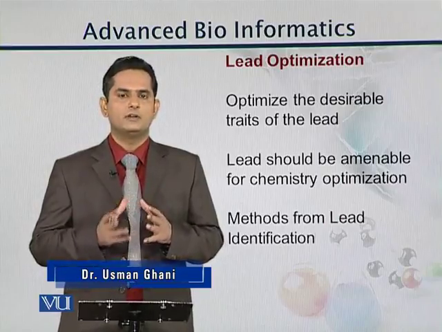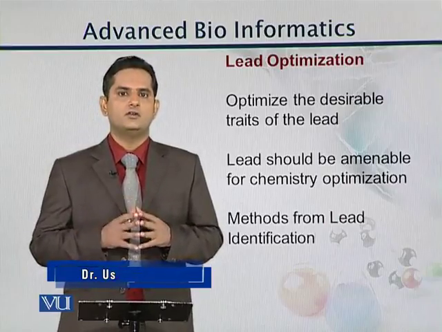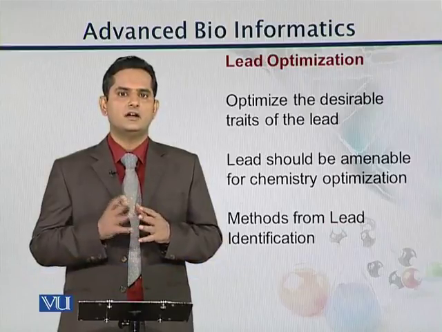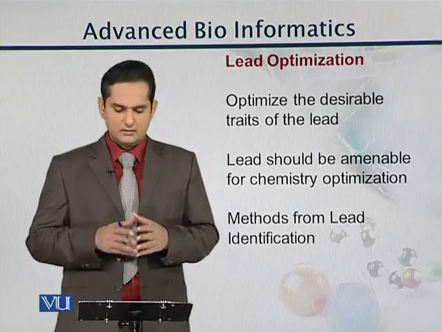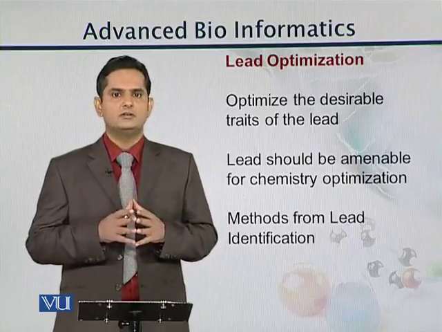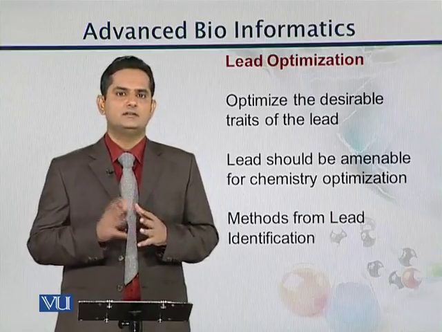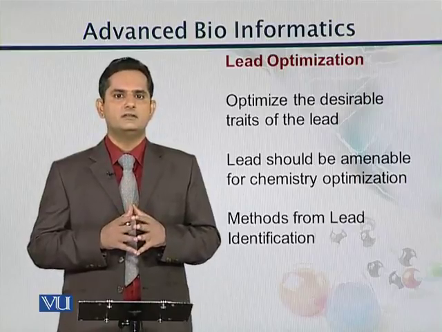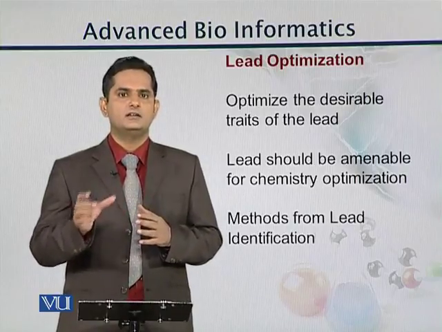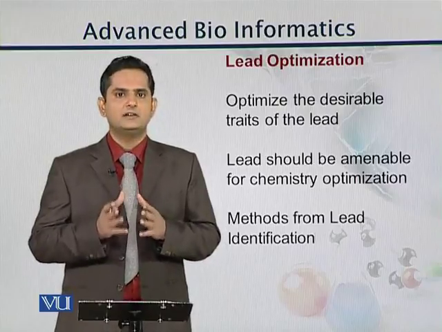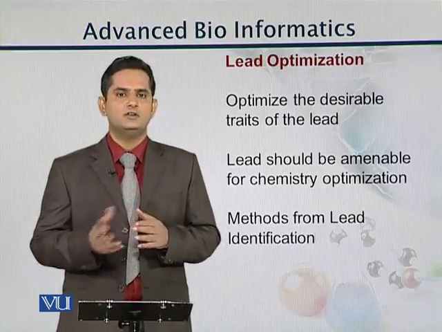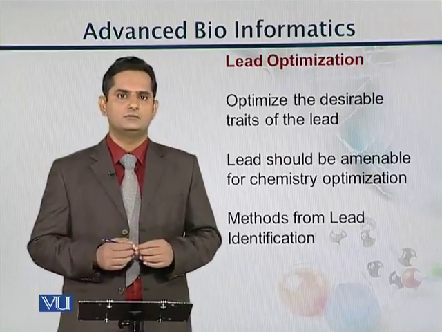We want to optimize our desired trait of the lead. Desired traits are the parts of the lead which we want to obtain. Then it should be based on the chemical characteristics of the leads. Chemical characteristics means the inner side of different leads. And finally, methods from lead identification can be used for lead optimization also.